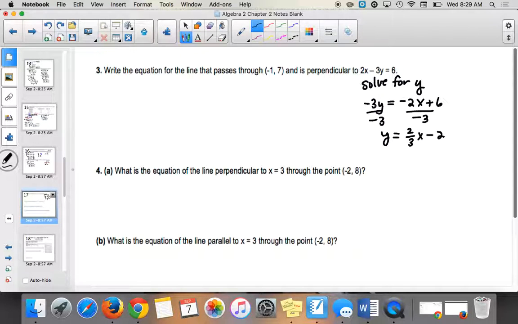Okay. So this time we're saying perpendicular. So the slope of 2 over 3 is not the same slope that we're going to use, right? So what will we use instead? Yeah, -3 over 2. So this is going to be a fraction one. All right, so I'm going to have y minus 7 equals -3 over 2, x minus a -1, so x plus 1.